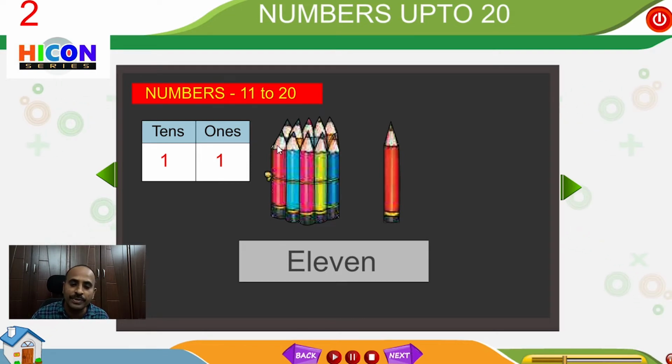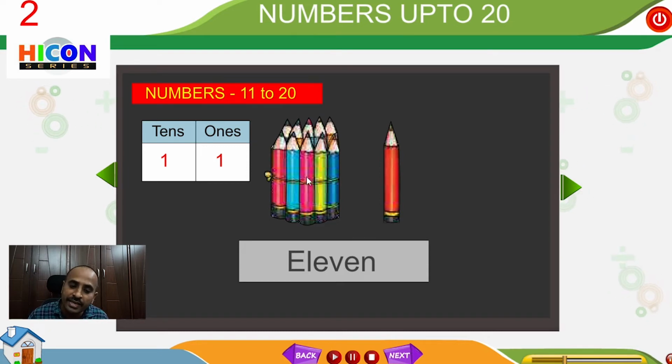So let us count the pencils in the bunch. 1, 2, 3, 4, 5, 6, 7, 8, 9, 10. So 10 pencils together fixed into a bunch, tied to a bunch. So each bunch of pencils has 10 pencils, and each bunch represents tens.